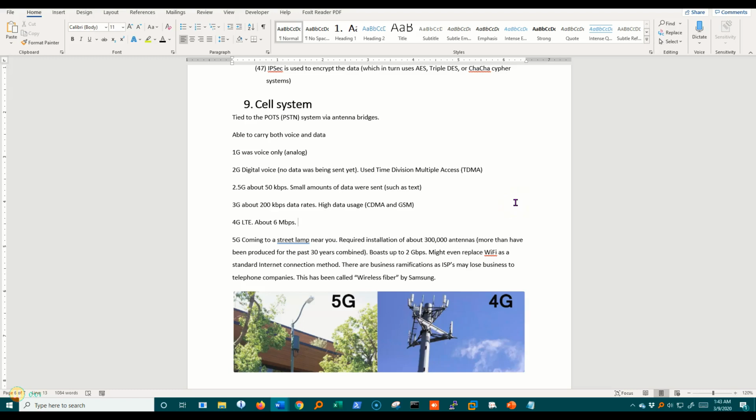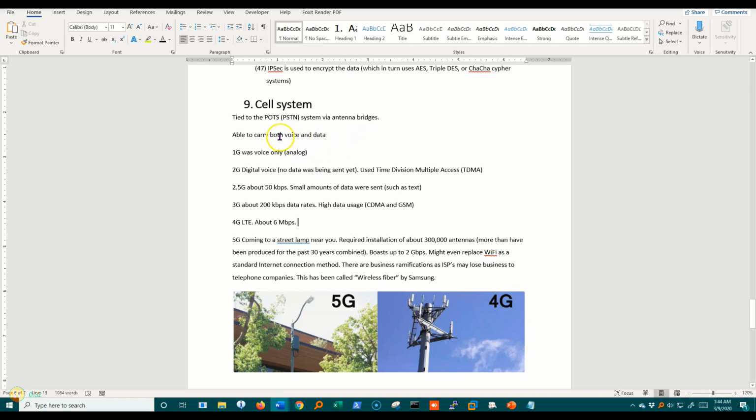Finally, we're going to look at the last piece for this quarter, well, for this week and for the entire quarter for this class. The cell system. Now, the cell system is a WAN technology, of course, but it ties into the standard telephone system, the plain old telephone system or public switch telephone network. It just uses these bridges from the antennas and then the infrastructure to the public telephone system.